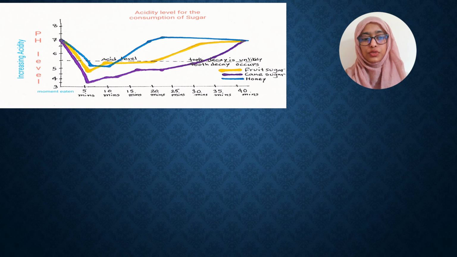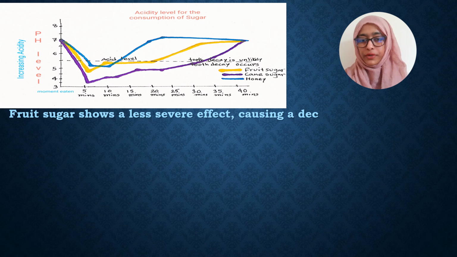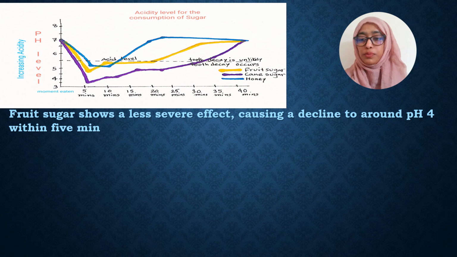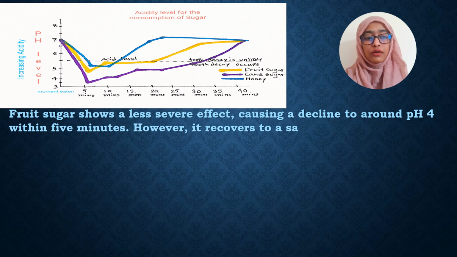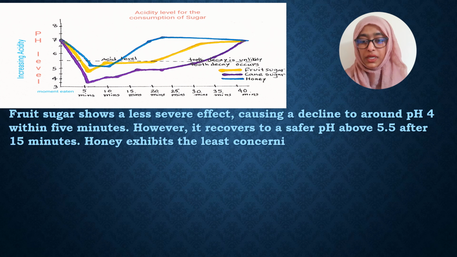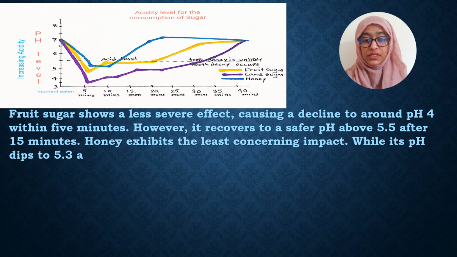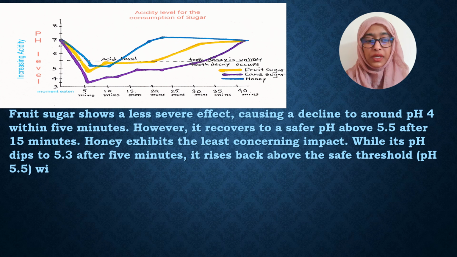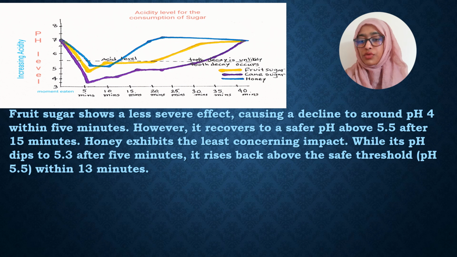Let's move to the next part of this same writing. Fruit sugar shows a less severe effect, causing a decline to around pH 4 within 5 minutes. However, it recovers to a safer pH above 5.5 after 15 minutes. Honey exhibits the least concerning impact, while its pH dips to 5.3 after 5 minutes. It rises back above the safe threshold within 13 minutes.